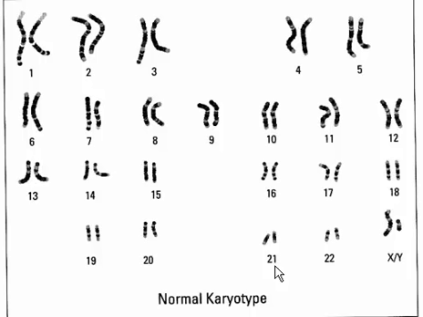And the physical consequences of that abnormality are very evident in an individual with Down syndrome. So again, a number of aspects about karyotypes and the information contained within the karyotype.